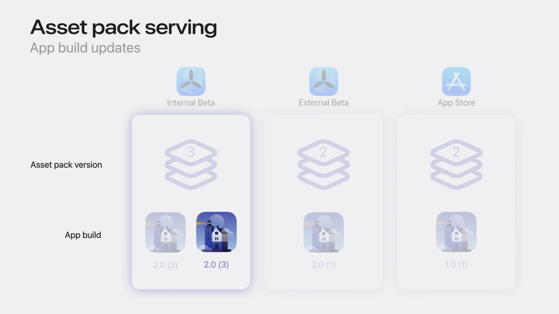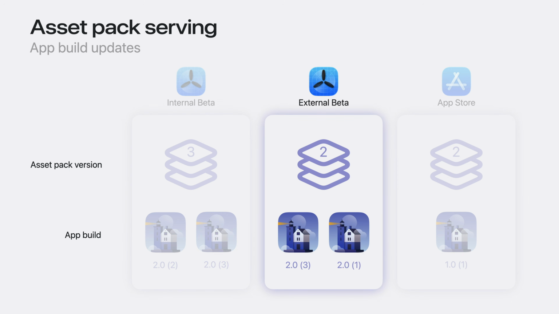Let's say you want to submit app version 2.0 build 3 for external beta testing. After approval, if the build is downloaded through external beta, it will use the older asset pack version 2. If you would like it to be paired with the newer asset pack version 3, make sure to submit the asset pack version as well. Now that you're familiar with the concept of asset packs, Gabriel will walk you through how to create them and use them in your app.